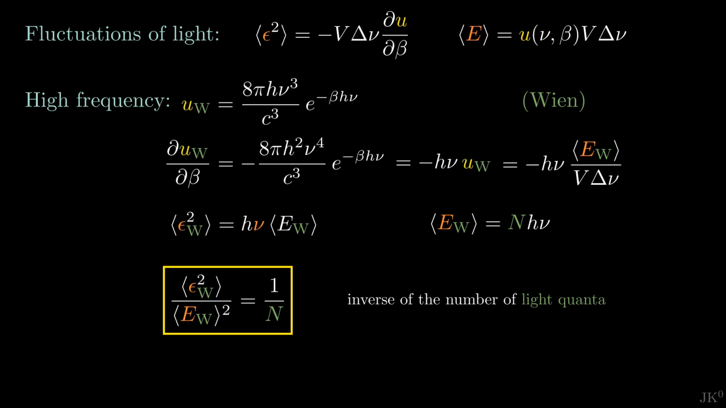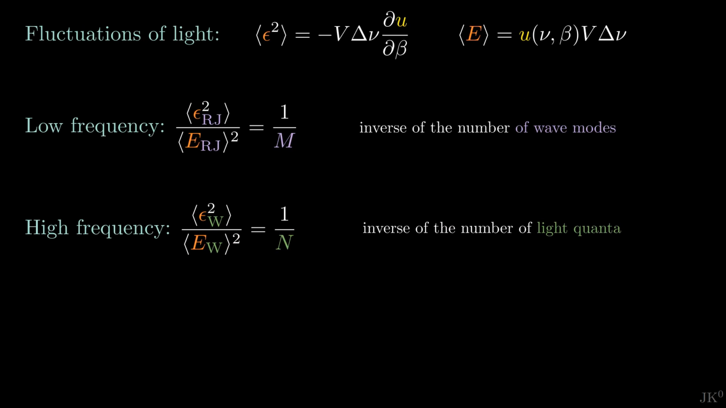Einstein knew that his idea of particles of light would not be well received, so he avoided the word particles. He always referred to light quanta instead. Here is a summary of results. The relative fluctuations are given in terms of the number of wave modes at low frequency and in terms of the number of light quanta or photons at high frequency. Note that in the first case, light is treated as a wave, whereas in the second case, we get a result in terms of particles.